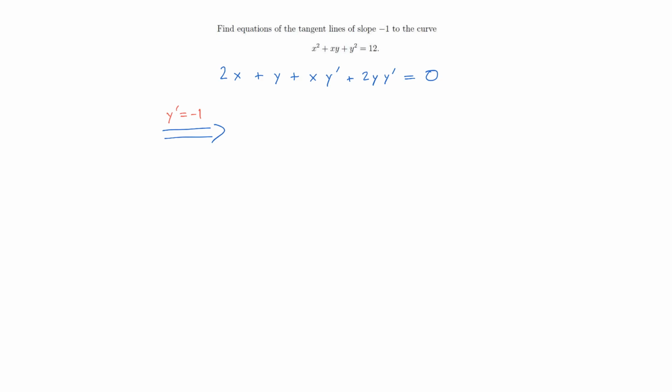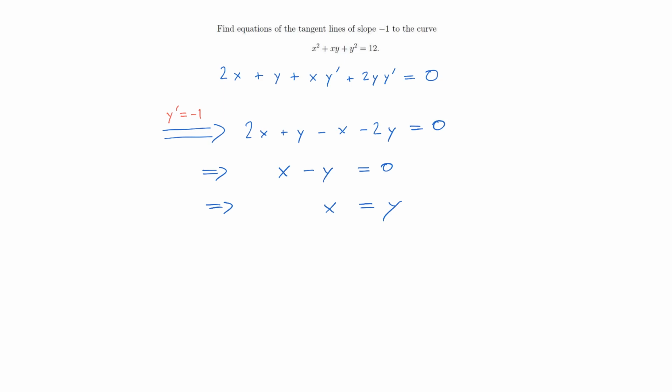So let's try to write down what happens when we plug in minus 1 for y prime. So we would get 2x plus y, and then the next term would be minus x, and then the final term would be minus 2y. Now, combining like terms, we have 2x minus x, so we have an x, and minus 2y plus y, so we have a minus y. So we're told by what the question gives us that we want points where x equals y. That's where this can occur, when y is equal to x.